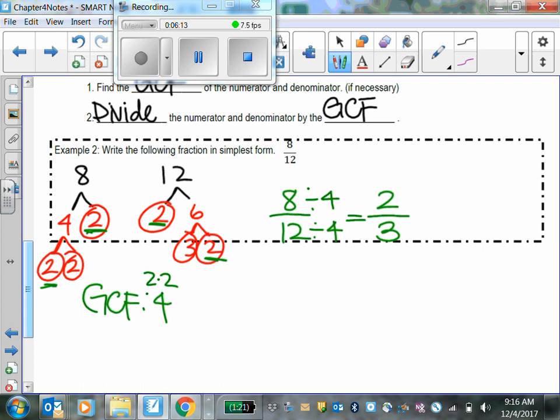Correct, but not finding the GCF. You don't have to find the GCF. This is just a way if you're stuck. If you're like, I don't know if it's in simplest form, then find their GCF. And if they have nothing in common, then you know it's in simplest form. Does that make sense?